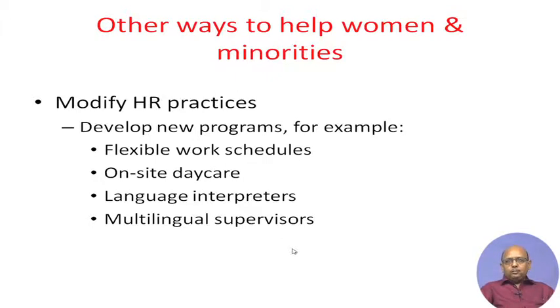Similarly, you can also modify your HR practices, like having language interpreters, providing multilingual supervisors, flexible work schedules for women, especially providing daycare facilities for their children and these kind of things, right.